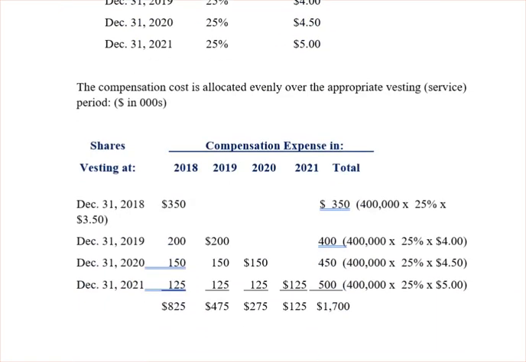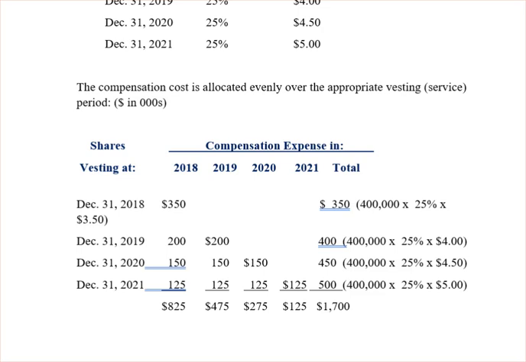Now, if you did that method, you would come up with something that looks like this in terms of a table. So we are spreading those over the periods of time, which means the compensation expense which you record in 2018 would be 825,000. Compensation for 2019, 475, etc. Until you get up to 1.7 total compensation expense, which has been spread over the 4 periods of time. All right, that's the way I would work it. That is absolutely the way I would do this problem.